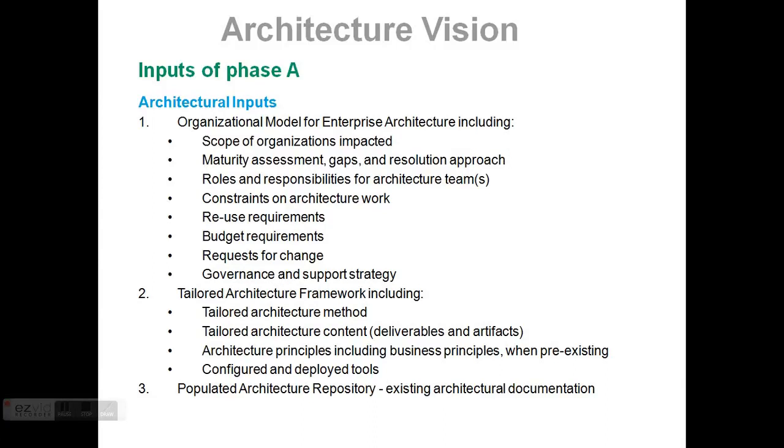The second category is the tailored architectural framework. For example, the architecture methods, architecture content, architectural principles, including business principles if they exist, and configuring the deployed tools. The third category is the populated architecture repository, existing architectural documentation, and so on.